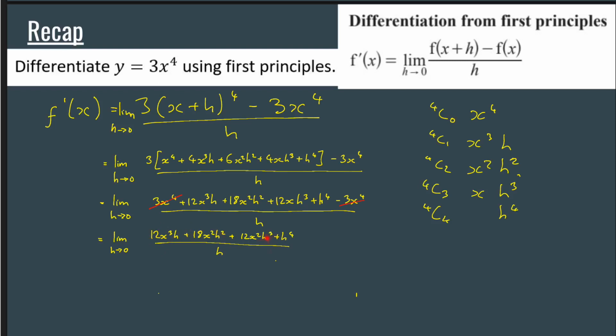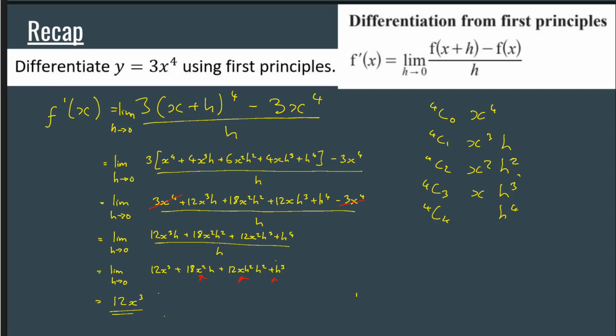I'm now going to divide everything through by h. So you get 12x cubed plus 18x squared h plus 12x h squared plus 3h cubed. As h goes towards 0, well, that's going to be 0, that's going to be 0, and that's going to be 0. And there's no limit anymore because we've just done that limit bit. You get 12x cubed. Now, the way to check it is differentiate the question. Oh, yeah, I'm right. So, have a go at that if you're really unsure.